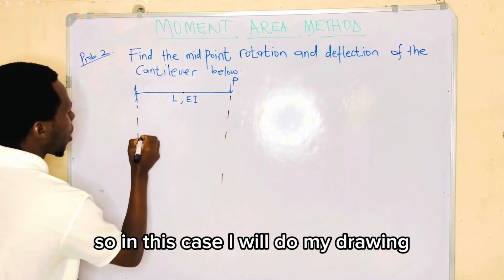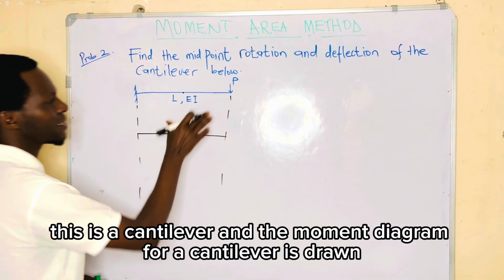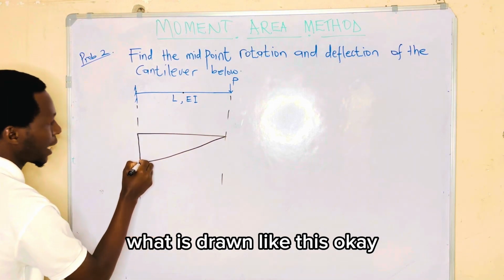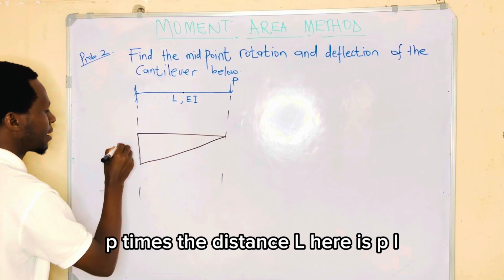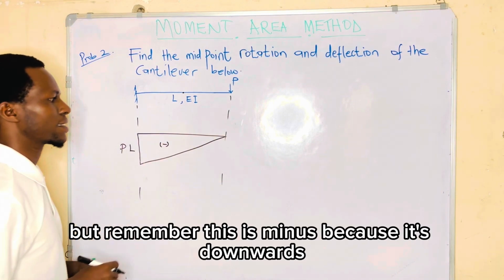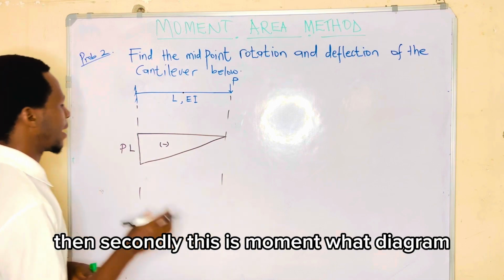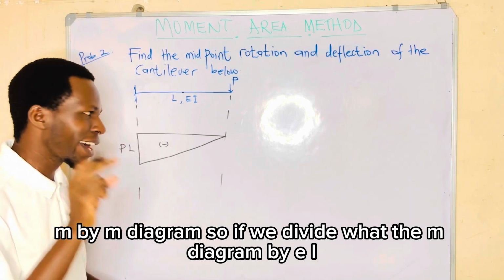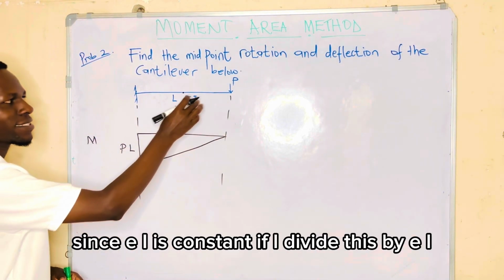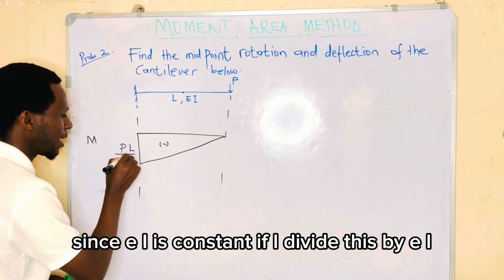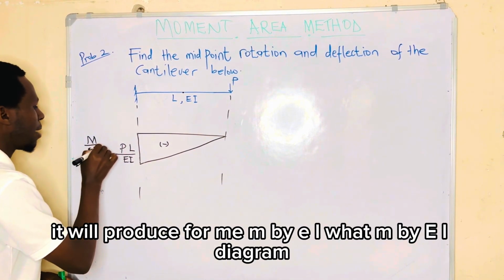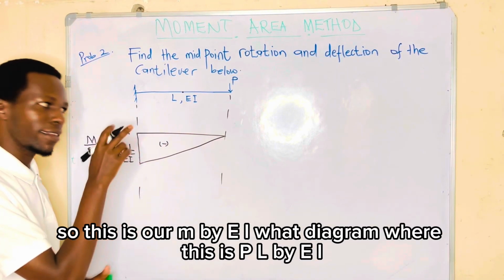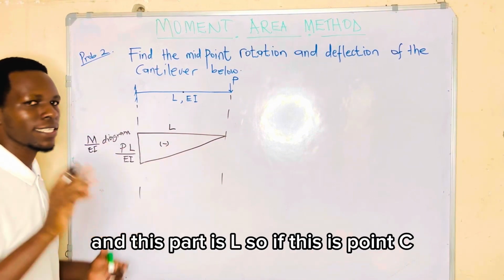I will do my drawing. This is a cantilever, and the moment diagram for a cantilever is drawn like this. P times the distance L, here is PL. But remember, this is minus because it's downwards. This is the M diagram. If we divide the M diagram by EI, since EI is constant, it will produce the M by EI diagram. So this is our M by EI diagram, where this is PL by EI and this part is L.